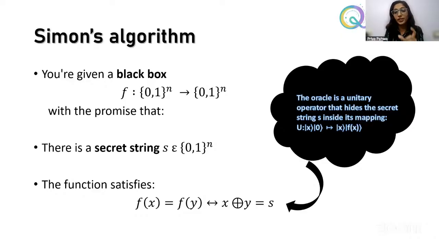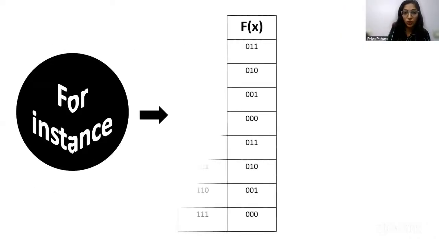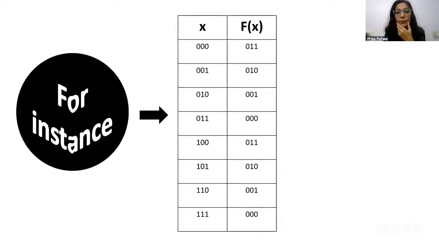Basically, this secret string is actually the period. In layman's terms, I would say it is how many times my function is repeating. So let me explain this with the instance of a truth table. You see, this is an example truth table. As you see, this is the input. Sorry, these are all qubits, I should tell you. And then this is 0, 1, 1. This is 0, 1, 0, 0, 1.